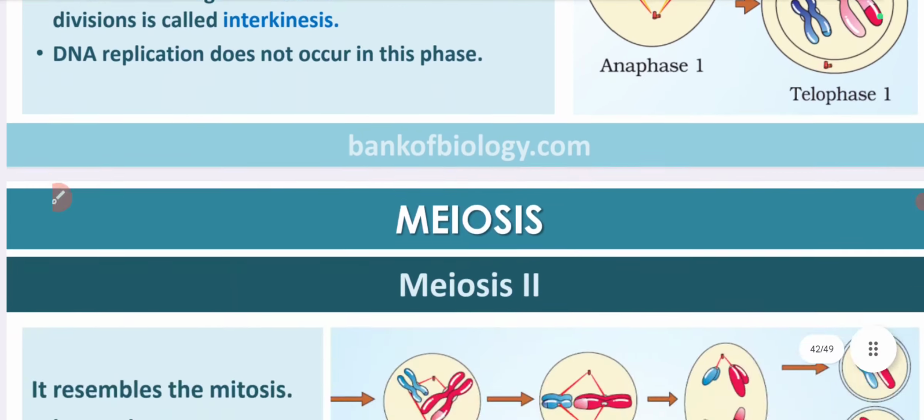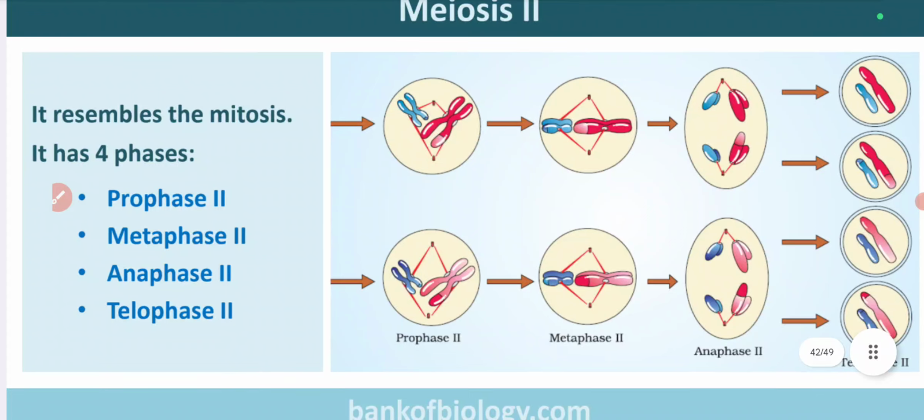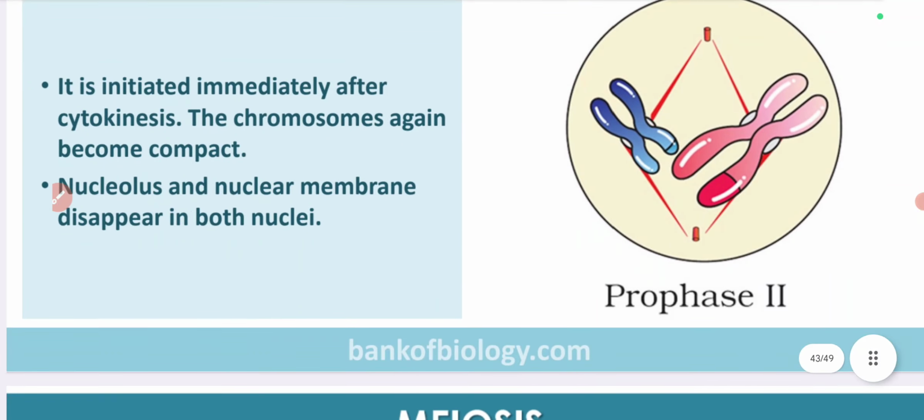Next is meiosis 2. It resembles mitosis. It has 4 phases: prophase 2, metaphase 2, anaphase 2, telophase 2. So first of all, prophase 2. It is initiated immediately after cytokinesis. The chromosomes again become compact. Nucleolus and nuclear membrane disappear in both nuclei.